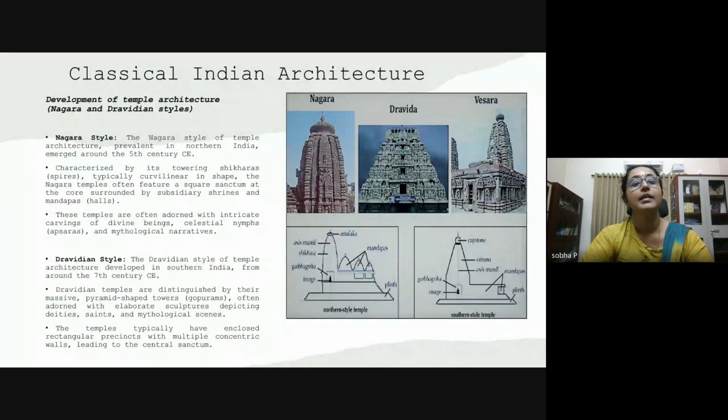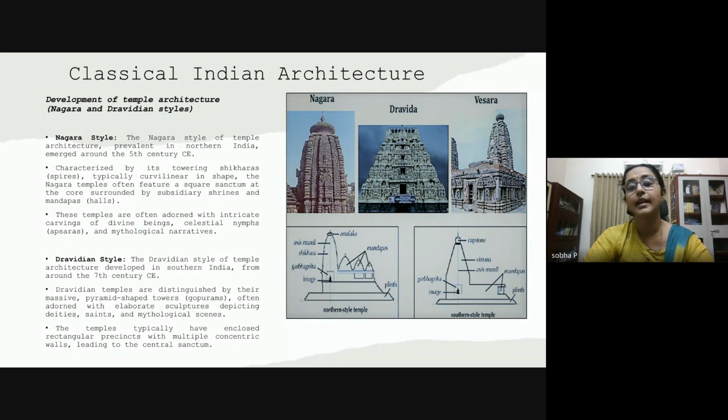Rock-cut caves. So here we can see the development of temple architecture, which is the Nagara, Dravida, and also Vesara. We can see the model of the temple, that is how the architecture and structure of the temple is seen, and what the styles of those temples are. The Nagara was prevalent in North India, and it is characterized by the shikara or the spire, which is curvilinear in shape, and they have a square sanctum surrounded by shrines and the mandapa. And this has carvings of divine beings, apsaras, and mythological narratives.